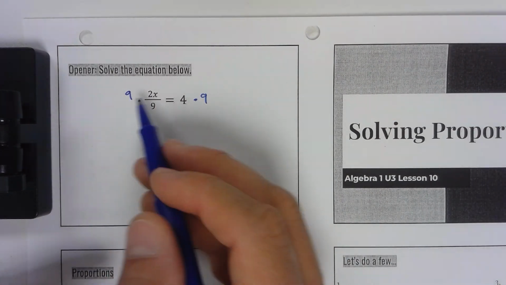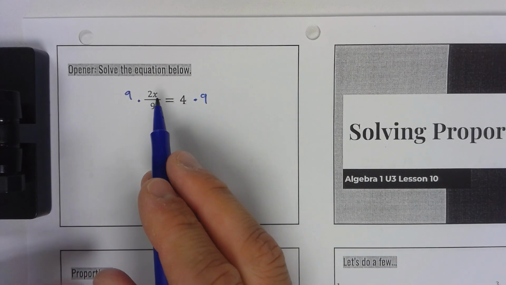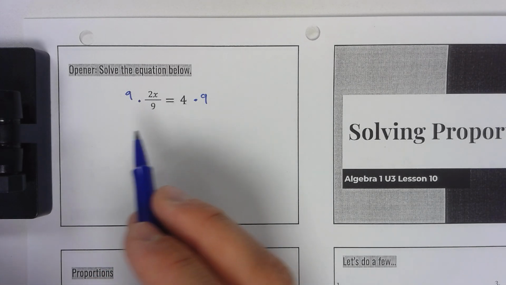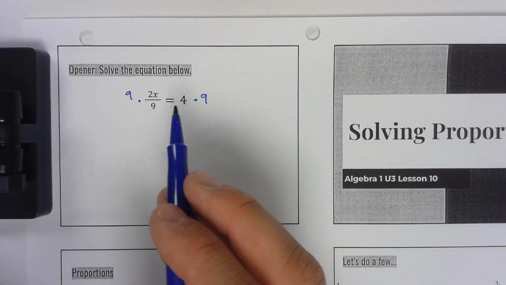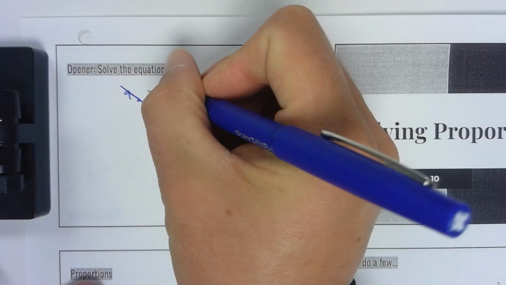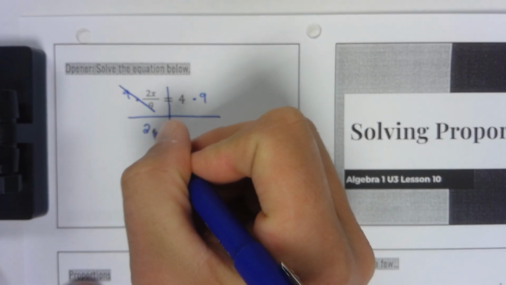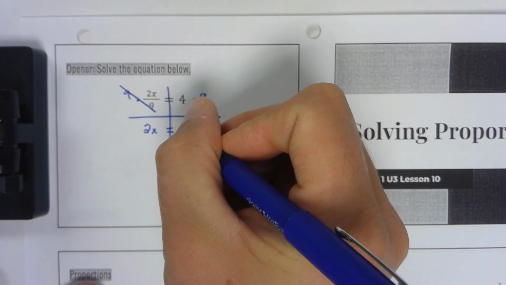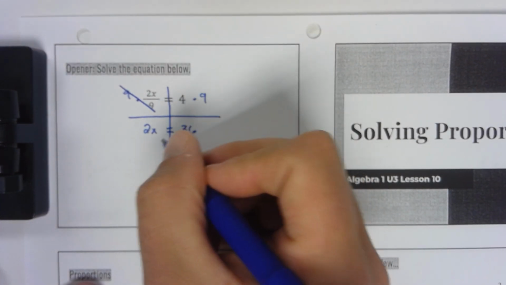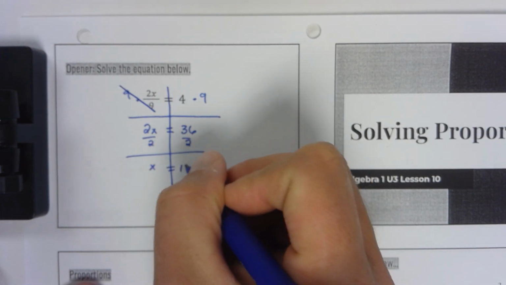So what I've seen happen is a lot of students multiply by 9, but then they're multiplying the 2x by 9 as well. Well, we're not trying to multiply that 2x by anything, right? Our main objective here is to get rid of the division. So multiplying by 9 gets rid of that division. So we're still left with 2x, and it equals 4 times 9, which is 36. And then I can divide by 2 and get x equals 18.